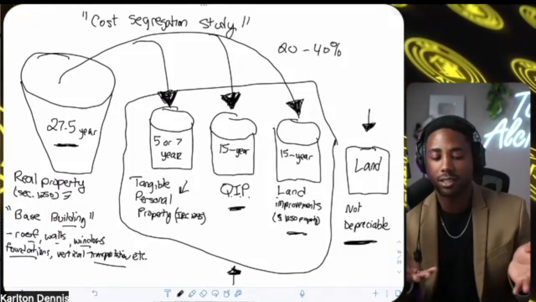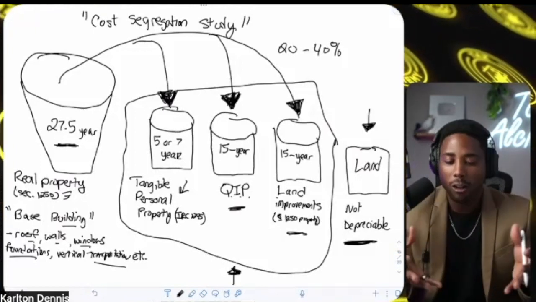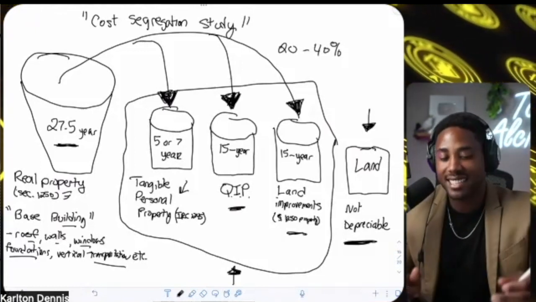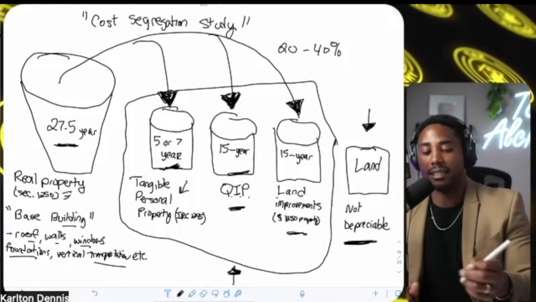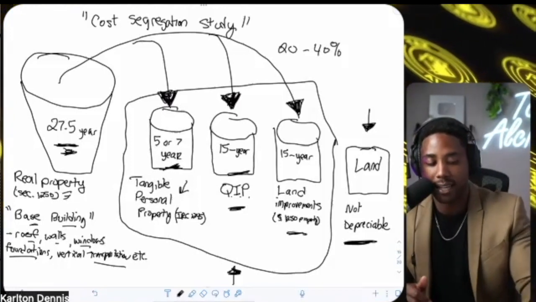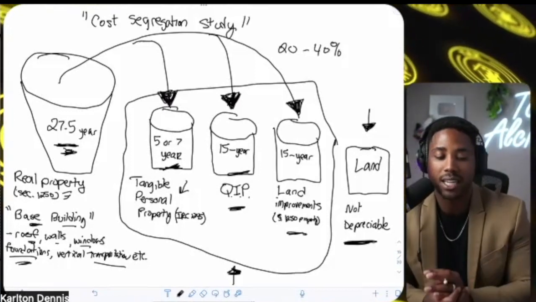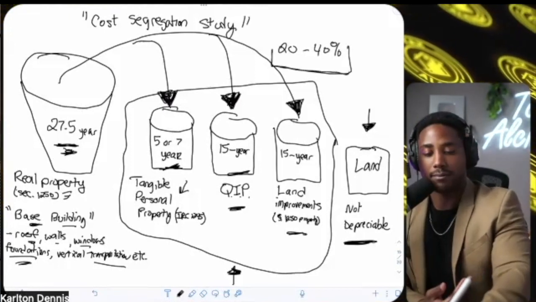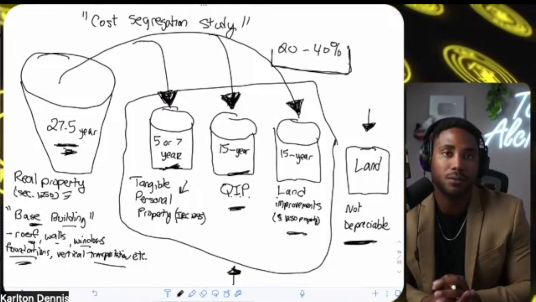But what a cost segregation study allows us to do is determine tangible personal property, qualified improvement property, and land improvements from the building and segregate them into 5, 7, 15, and we'll keep some of the components in the 27 and a half year bucket, which would be like the base of the building and the roof and things like that. The foundation would also stay in the 27 and a half year. But on average, about 20 to 30% of your building is able to be accelerated. And this ends up creating such a big loss for the investors.